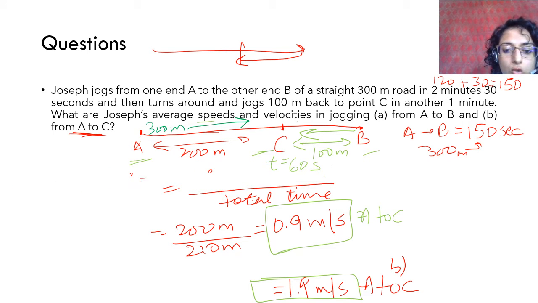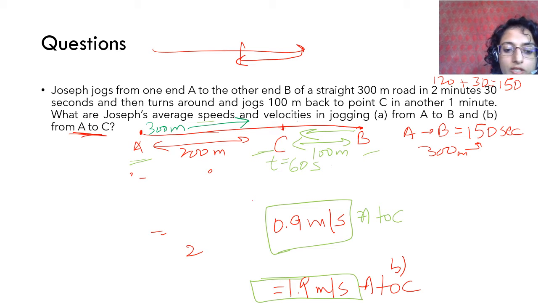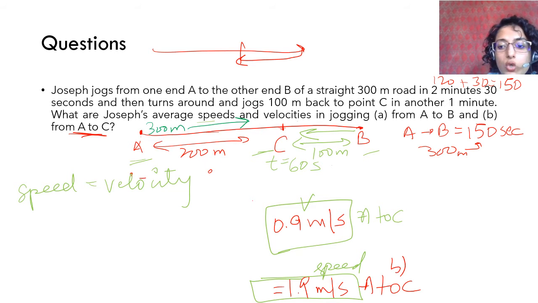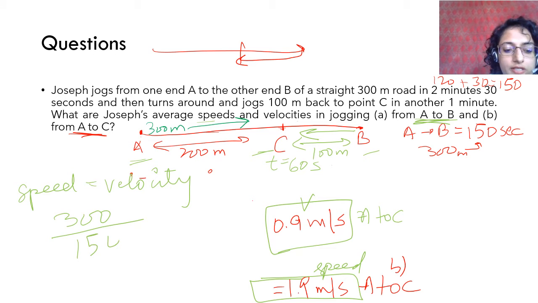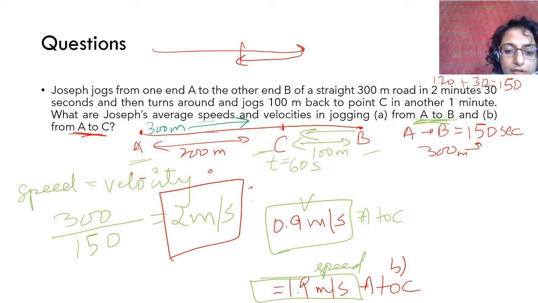Now we also know A to B का क्या simple logic है. A to B जो है velocity and speed. Average, if he is moving on a straight line, तब speed and velocity are the same, है ना? When there is no change in direction. So A to B में दोनों same ही होगा. You can just say कि this will be 300 upon he took 150. So speed and velocity are both 2 meter per second when he goes from A to B. Okay? Do you understand? Chalo.